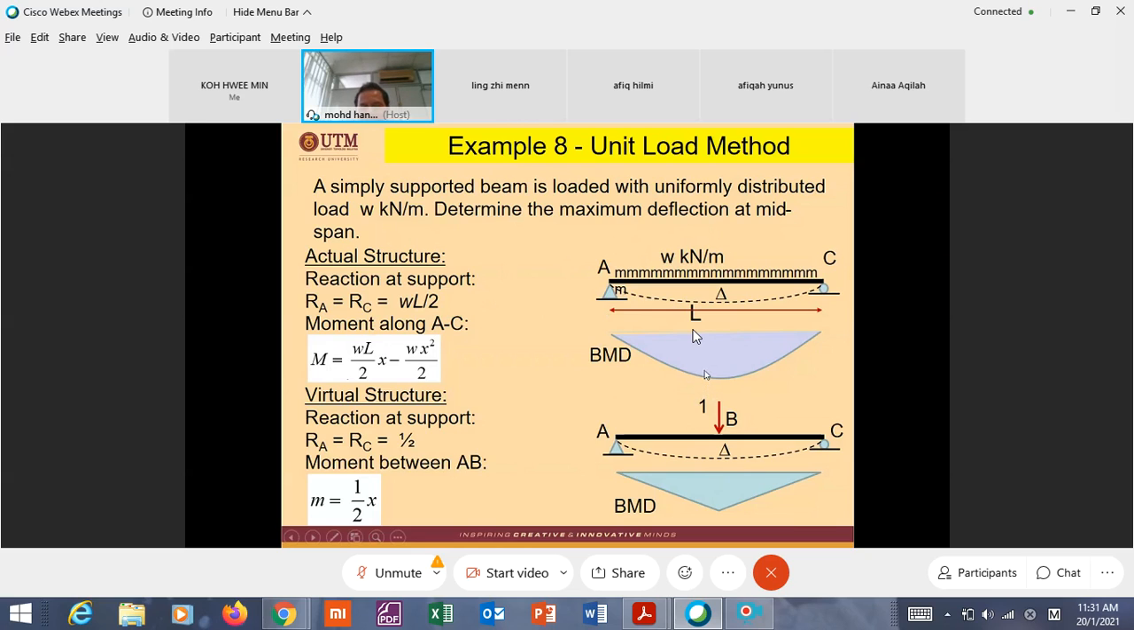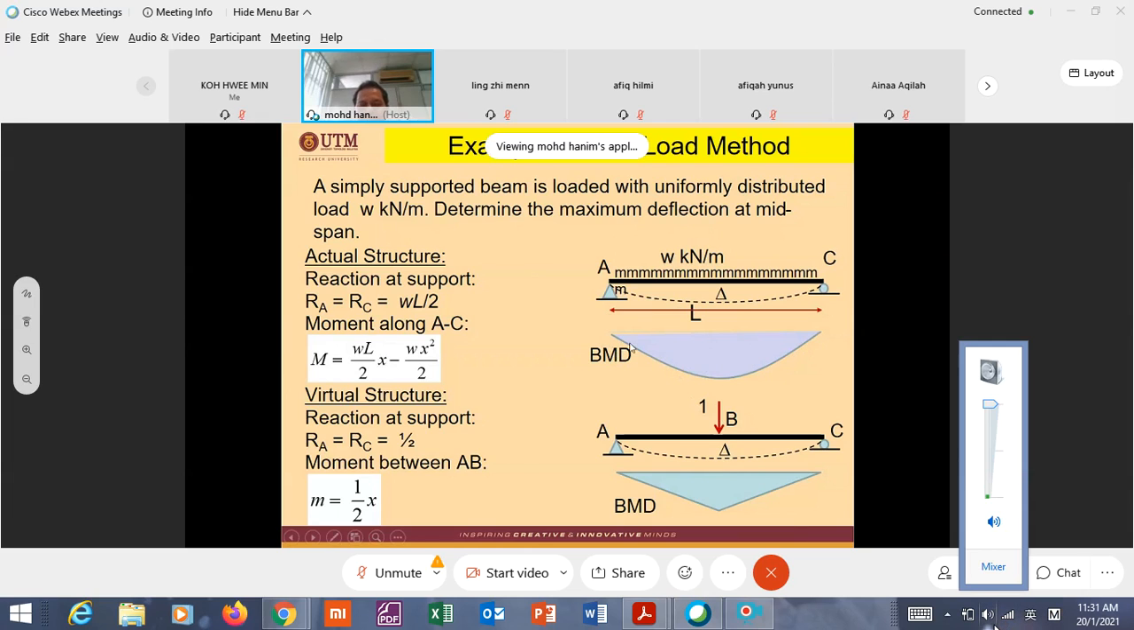Similar to moment AB, you see here m equals 0.5x, a linear equation. You see here it is straight, that means it is linear. This one is parabolic, because we have a square here. Okay, what next?